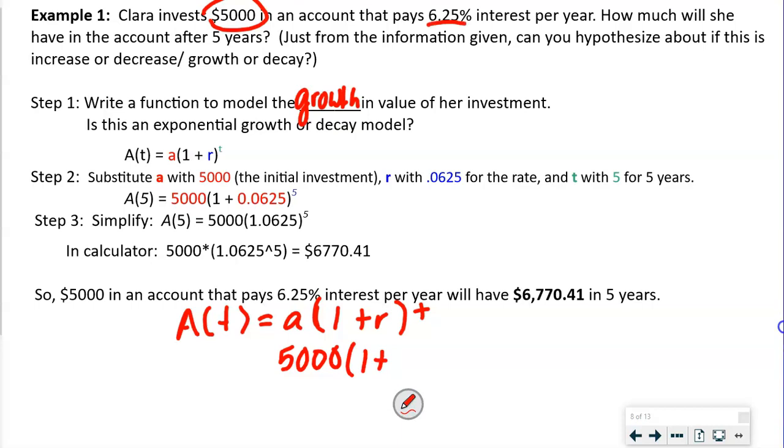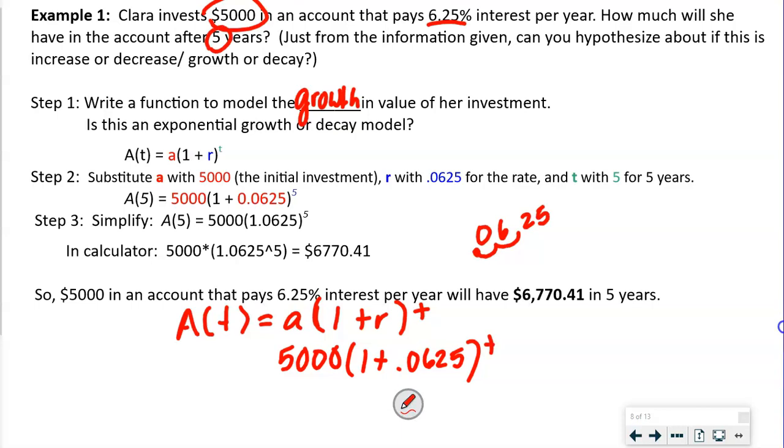Now here's the part about this I want to show you guys. If I have 6.25 and I want to change that to a decimal, then I have to move my decimal 2 places to the left. So what we're going to put in here is 0.0625. And then our time was the 5 years.